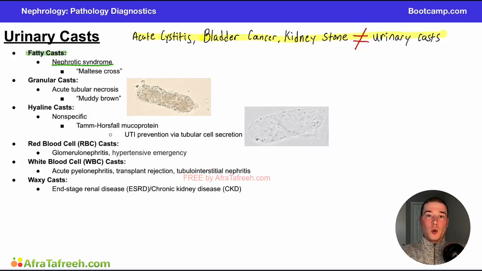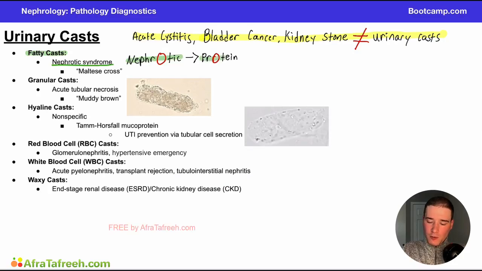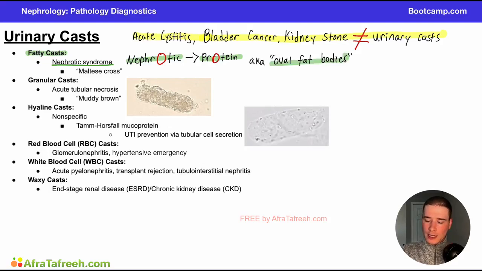And so a really good way to remember this is that in nephrotic with a big red O, we will see higher levels of protein, also with a big red O. So this mental visualization of the giant red O in nephrotic and protein can help you remember that, oh yeah, nephrotic syndrome is associated with high levels of protein in the urine, and that can present with a fatty cast. These casts are also occasionally called oval fat bodies. However, I would say fatty cast is the more commonly used term.